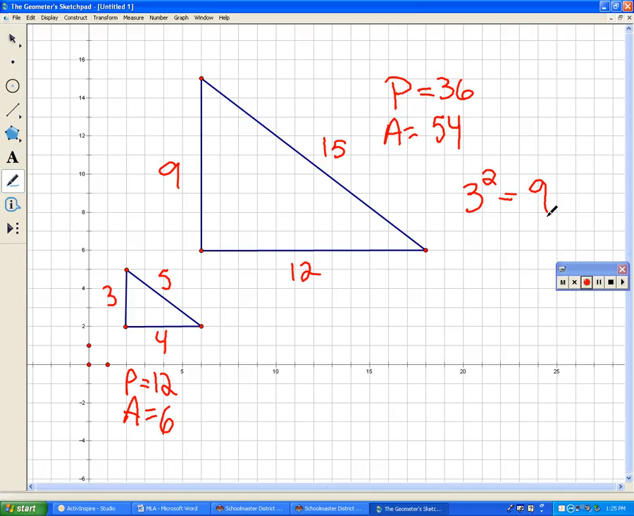So if my dilation was 4, how much bigger would the area be? 16, because 4 squared is 16. If it was 10, then it would be 100. 100, okay? So to figure out how the areas relate, you have to square the dilation factor, okay? All right, let's do another one.